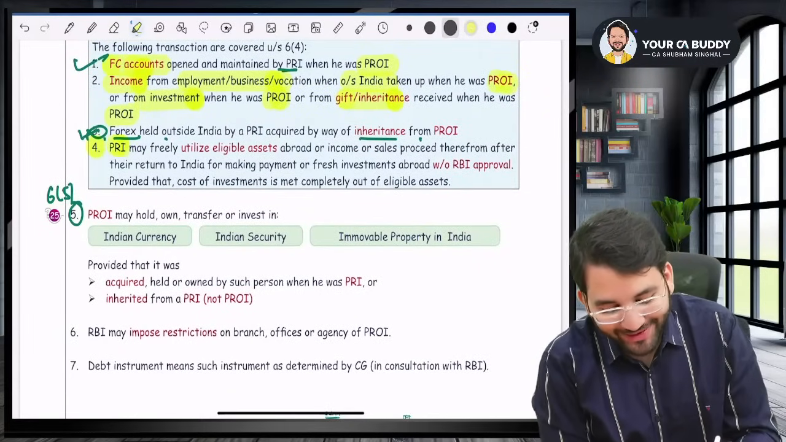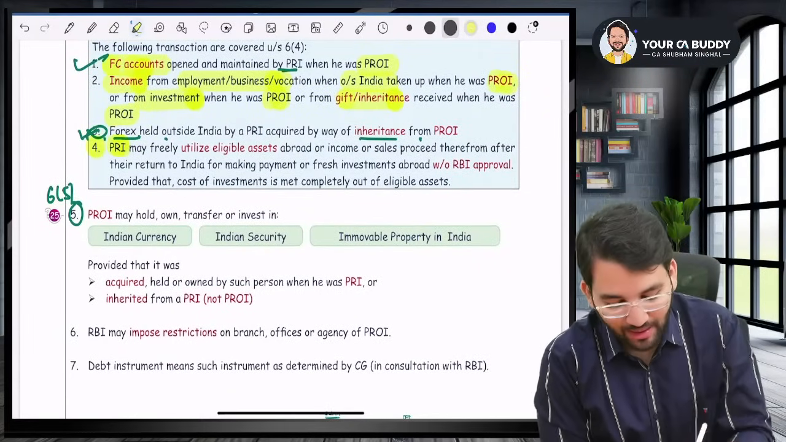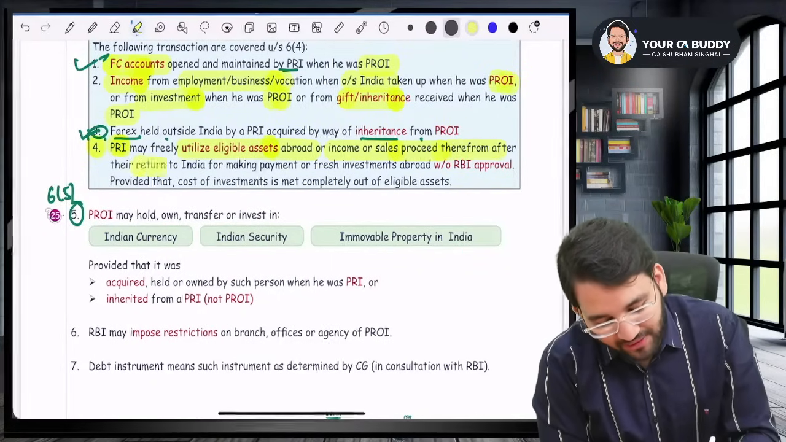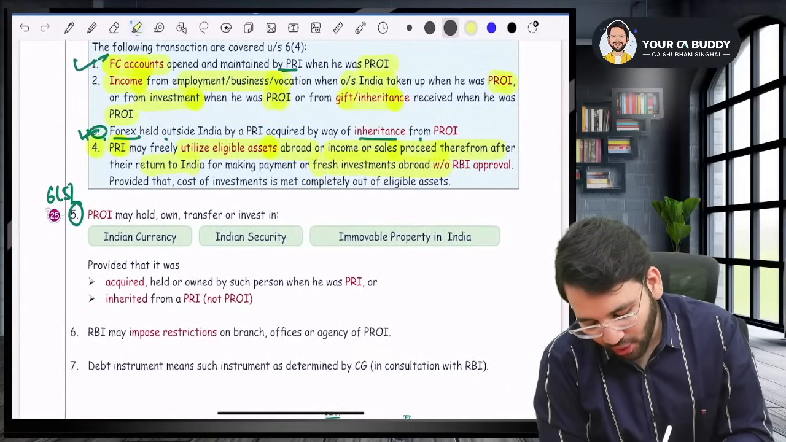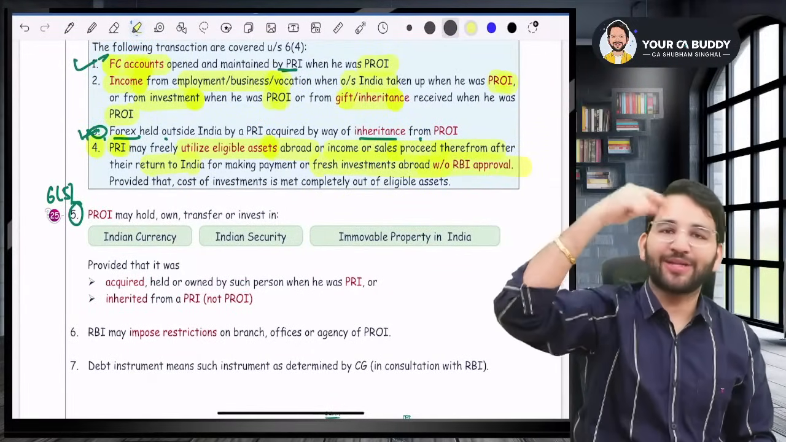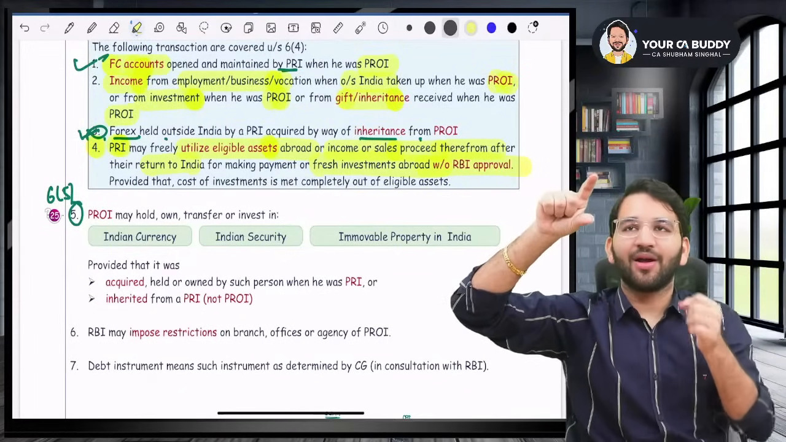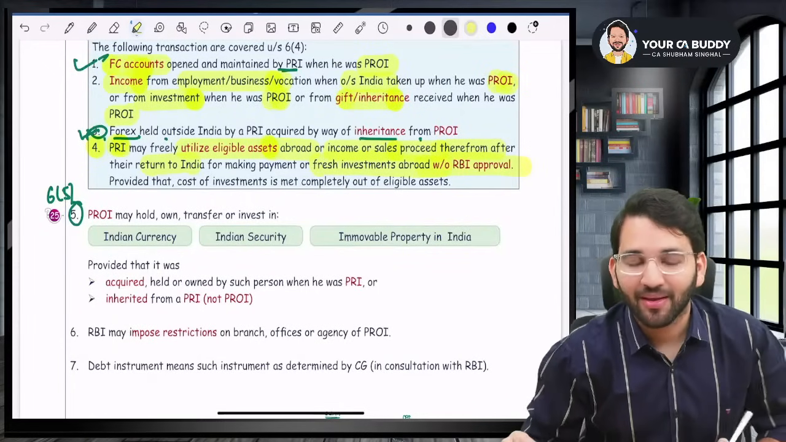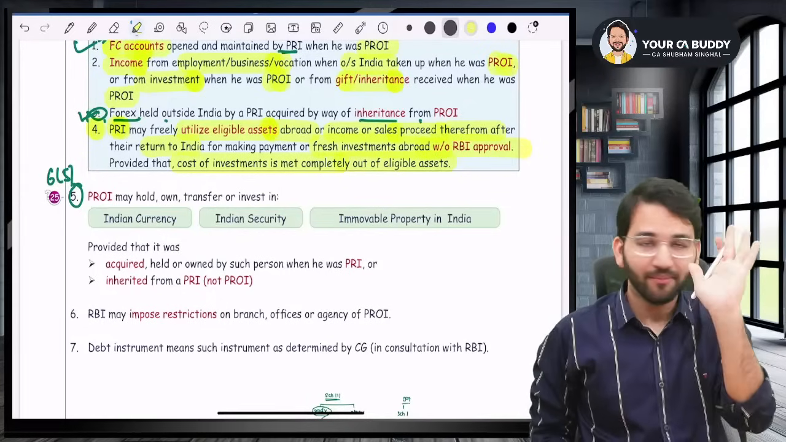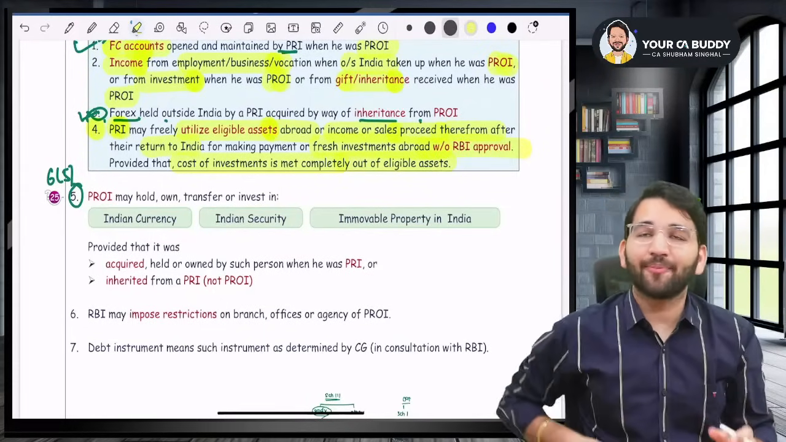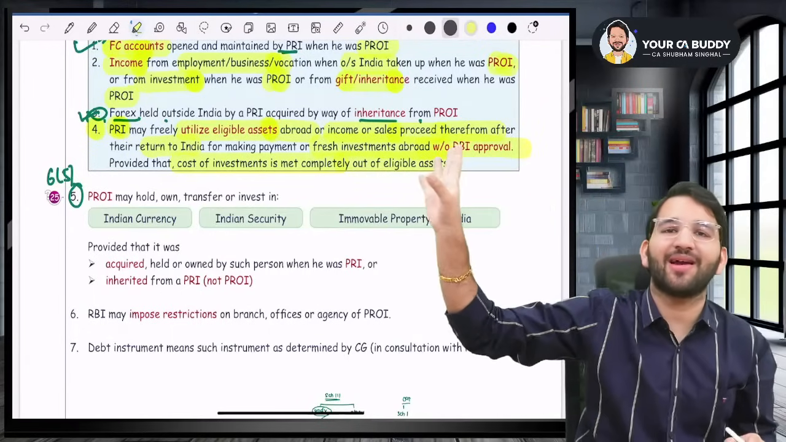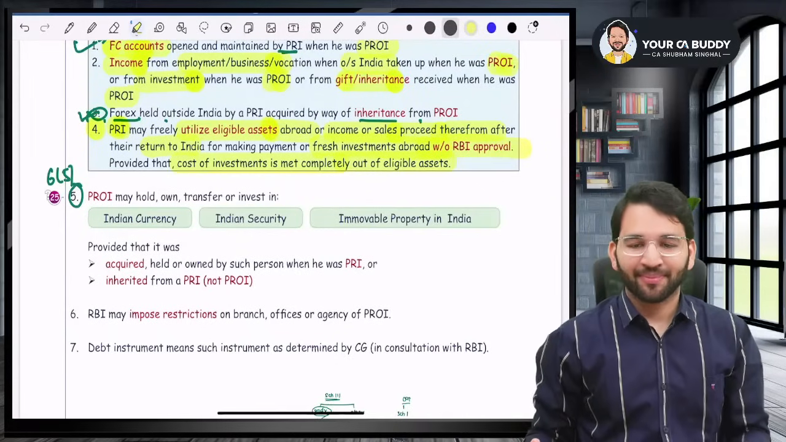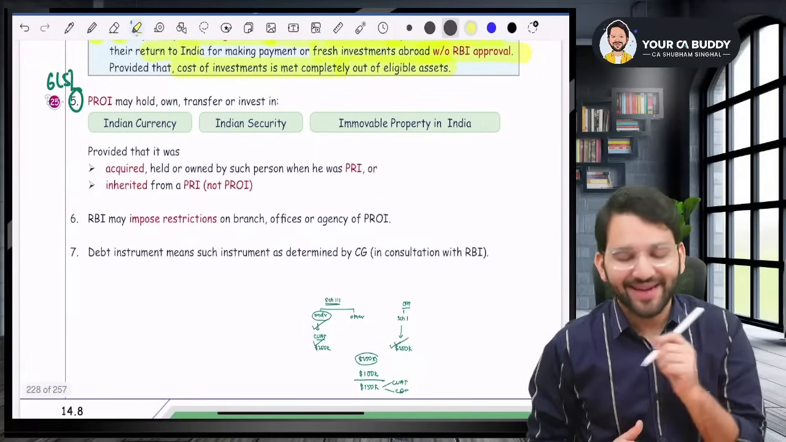Very important. Sir, a person resident in India, as in Rishabh Bhaiya after coming to India, may freely utilize eligible assets abroad or income or sale proceeds therefrom after they return to India for making a fresh investment abroad without RBI's approval. So if you have an asset outside India, the income coming from that asset or the sale proceeds of that asset, you can use it to make a new investment, and you will not require approval of RBI, provided that the cost of investment is made completely out of eligible assets. You are not taking new money outside India. Whatever is there outside India, from that only you are making a new investment. So we don't have any problem. We will allow it. Are you with me? Yes, sir. Next point, guys.